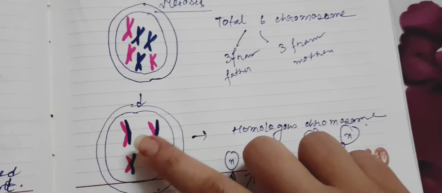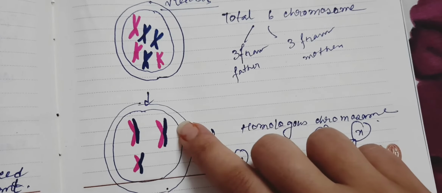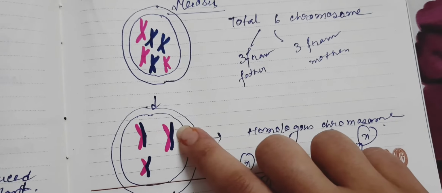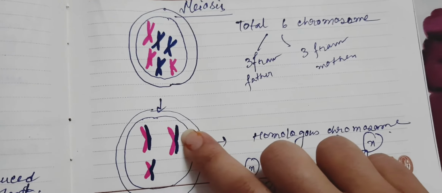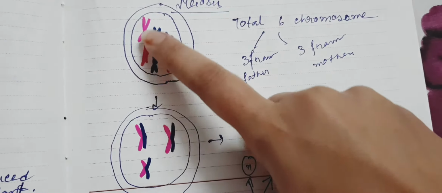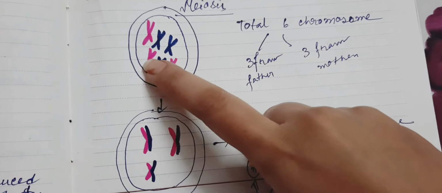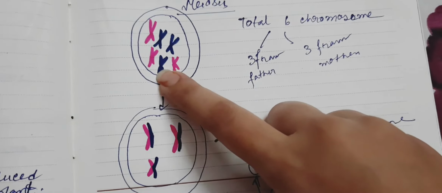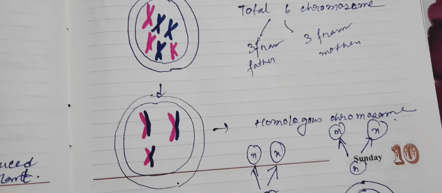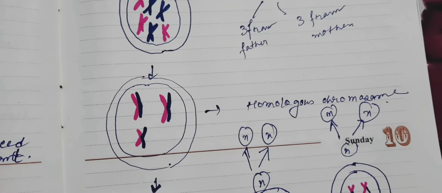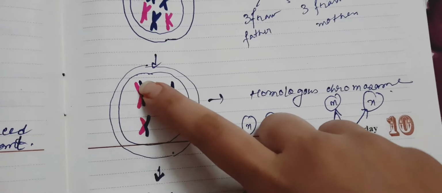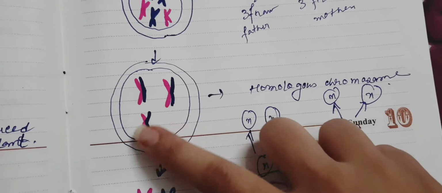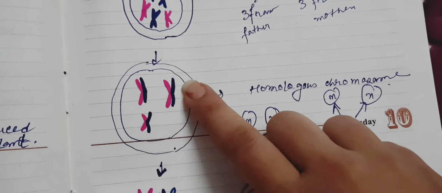So after that what will happen? The homologous chromosomes arrange in pairs. Homologous chromosomes are chromosomes that have the same structure. Like these two are homologous chromosomes, and these two are homologous chromosomes. They have the same structure, and the genes are also present in almost the same sequence. They are arranged and form a pair.